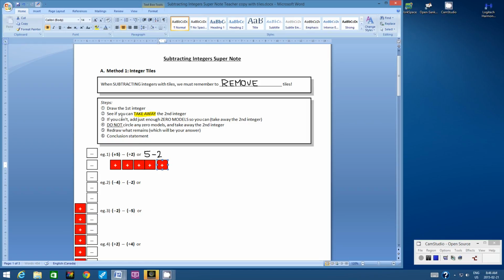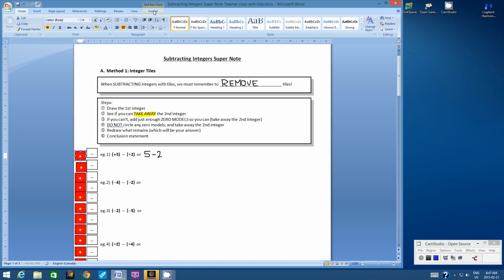Step number 2, see if you can take away the second integer. Well, the second integer is positive 2. Is it possible to take away 2 positive tiles? Yes, it is. So let's take away 2 positive tiles. I'm going to just remove 2 positive tiles, take them off my integer model. And what remains is the answer. So positive 3 is the answer. And we knew that. 5 minus 2 is positive 3. Okay, so how are we going to represent that solution in a tile diagram? All right, so remove your tiles.